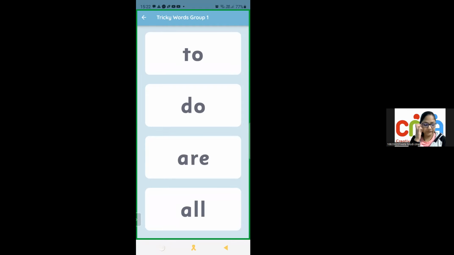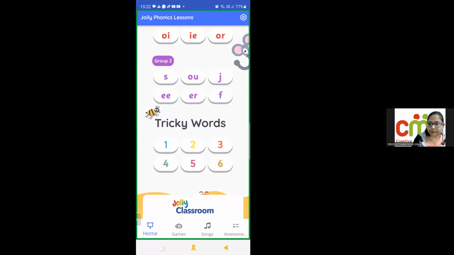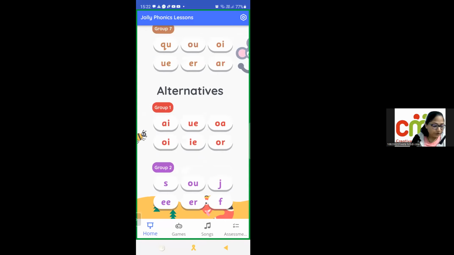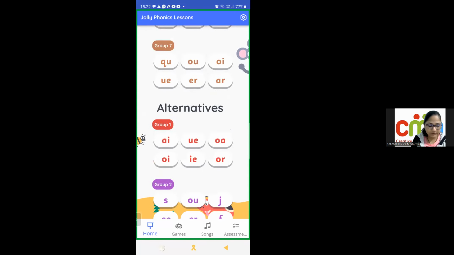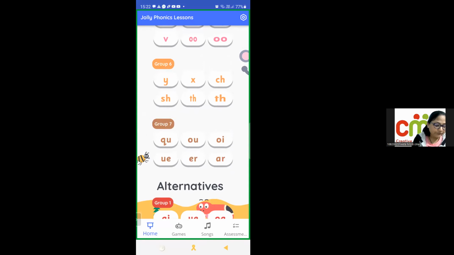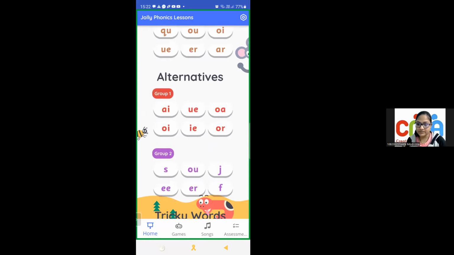So we will finish this. Now what we have to do is we have to go to higher level. तो जब हम higher level में जाएंगे तो अब हमारे 42, we have finished these 7 groups. Now we have to do these group of alternatives, group 1 alternatives and group 2 alternatives. What is an alternative? Alternative means the same sound. Sounds are 42.